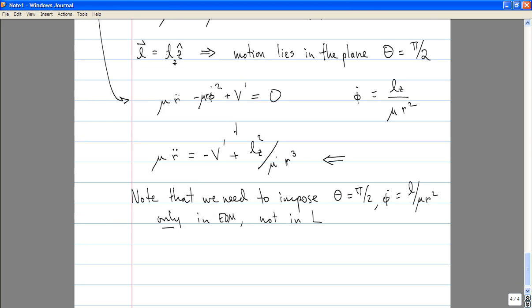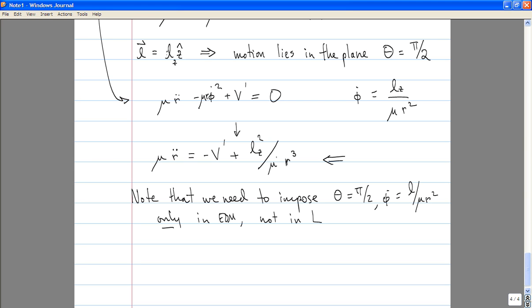So I mention this because this is an error that many people make, and I want to warn you against it. If you think about it, you can understand why it is that you're not allowed to plug in these constraints at the level of the action, but only at the level of the equations of motion. So why is that?